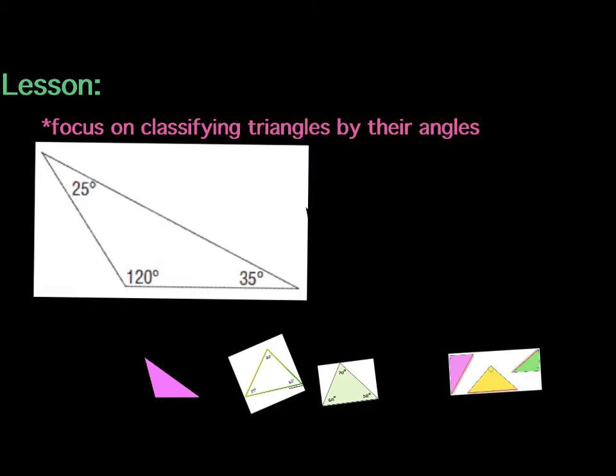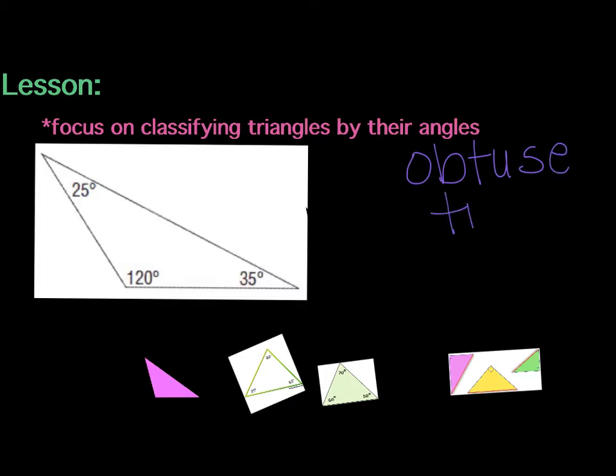Now, because this triangle has one angle that is bigger than 90 degrees, we call it obtuse. So this is an obtuse triangle. Why is it obtuse? Because it has at least one obtuse angle. Okay? So again, that bottom angle, the 120 degrees, is my obtuse angle for this particular triangle.